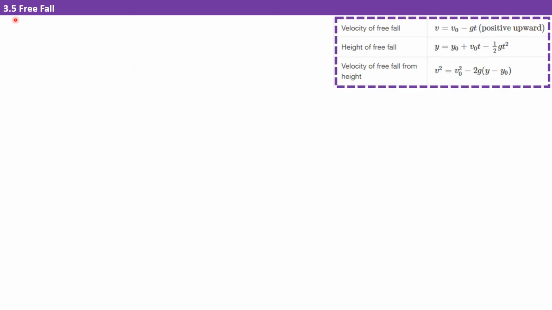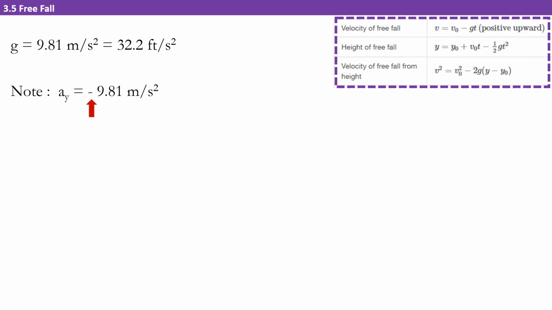So in this section 3.5 on free fall, you'll see that our familiar kinematics equations have been modified so that the acceleration is negative g in each one of these equations. That's really the only modification. And notice that the lowercase g is equal to 9.81 meters per second square, or 32.2 feet per second square. Notice that this is not a negative number. These are positive numbers. It's the acceleration that's negative, as you'll see if we say a sub y, or the acceleration in the y direction, is negative.